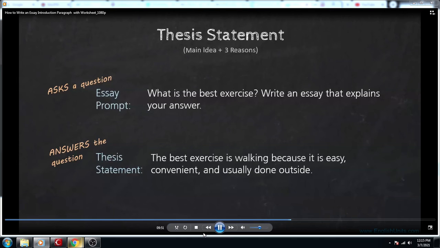Now, the thesis statement answers the question in the prompt, but we still need an entire essay to explain our thesis statement. Also note that this thesis statement has the main idea, which is the best exercise is walking, and it has 3 reasons that tell us why the main idea is true. Why is walking the best exercise? Because it is easy, convenient, and usually done outside.